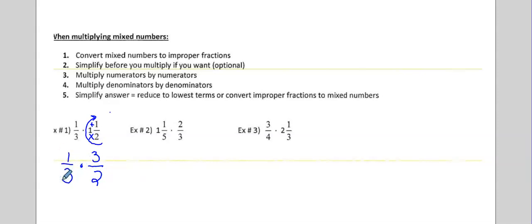And now we go back to what we learned previously. Numerator times numerator and denominator times denominator. You can cross simplify if you want to. In this case, I don't think you really have to. 1 times 3 is 3. 3 times 2 is 6. And then I can also simplify 3/6. I have a common factor of 3. And it would simplify to 1/2 is my answer.